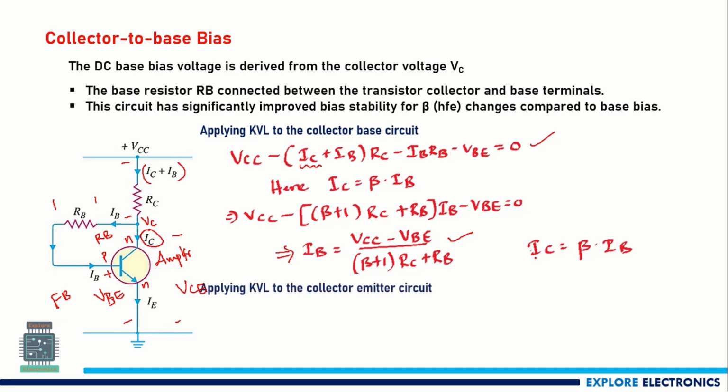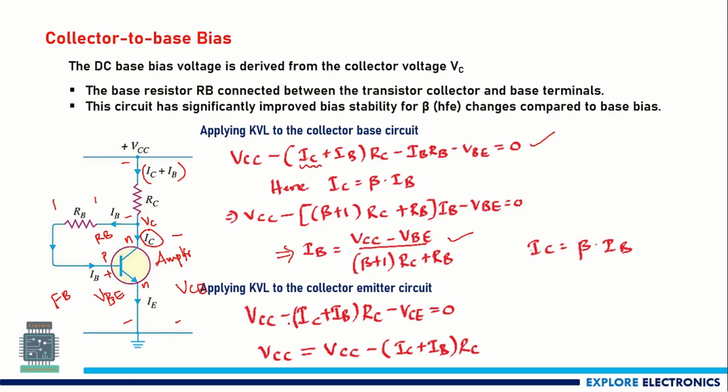Now let us apply the KVL to the collector to emitter circuit. We are going to get the expression as VCC minus (IC plus IB) into RC minus VCE is equal to 0. From this expression we can get the expression for VCE. VCE is equal to VCC minus (IC plus IB) into RC. By using this expression, again we can go with the output characteristics and we can find the operating point, and we can fix this IC as well as VCE.